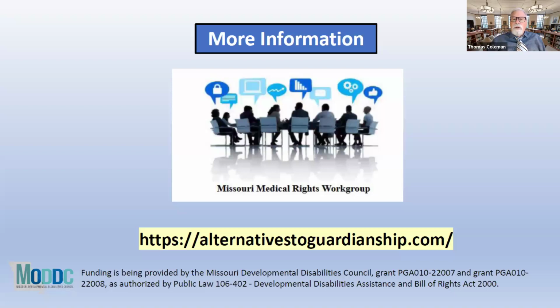So anyway, that's a quick rundown. As I said at the beginning, there is a 32-page document with much, much more in detail about how this all applies. And you can find more information about the Missouri Medical Rights Workgroup online at alternativesToGuardianship.com. Again, this is a federally funded program that the Alternatives to Guardianship Project is funded through the Missouri Developmental Disabilities Council.